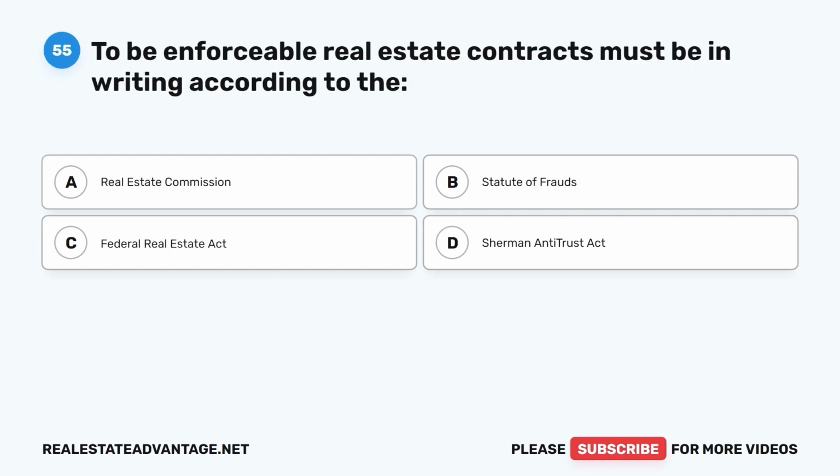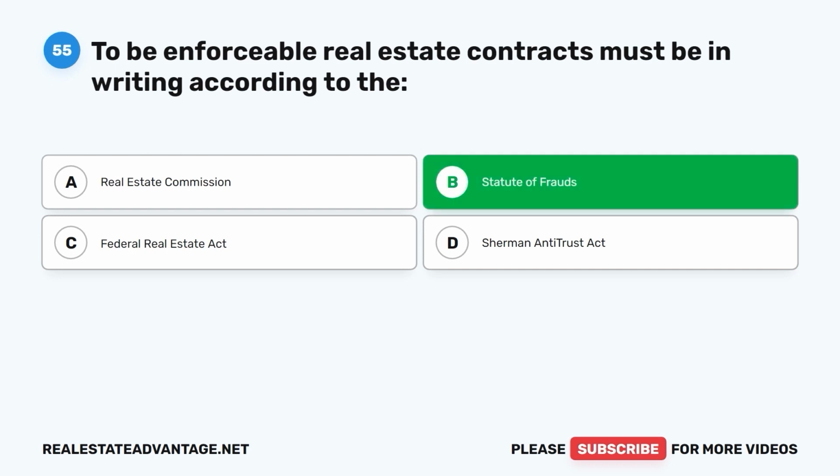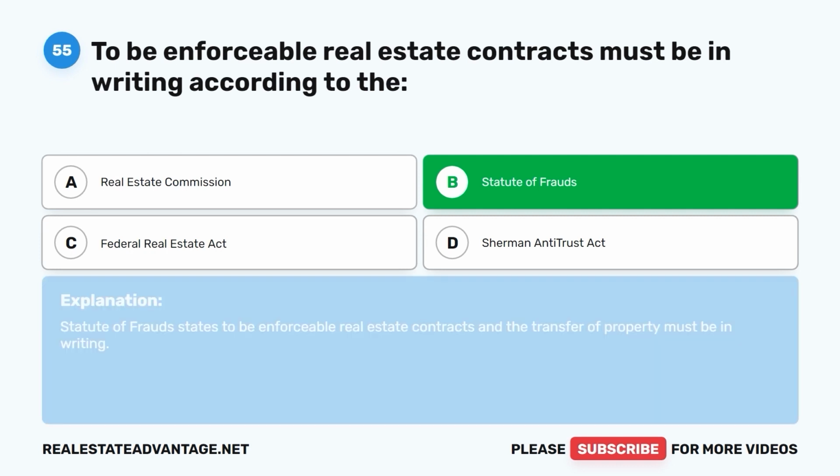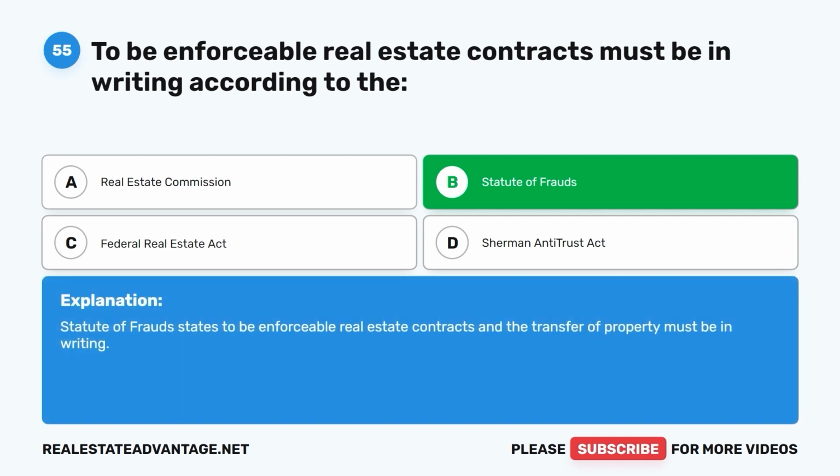Question 55. To be enforceable, real estate contracts must be in writing according to the A. Real Estate Commission, B. Statute of Frauds, C. Federal Real Estate Act, D. Sherman Antitrust Act. The correct answer is B. Statute of Frauds. The Statute of Frauds states that to be enforceable, real estate contracts and the transfer of property must be in writing.